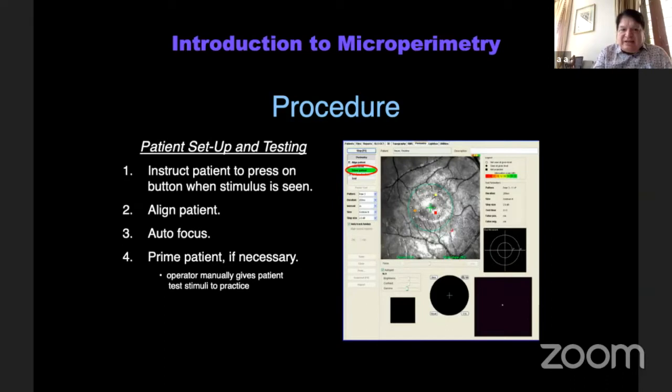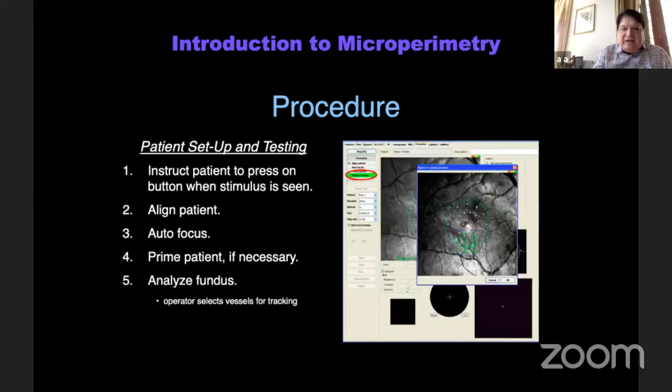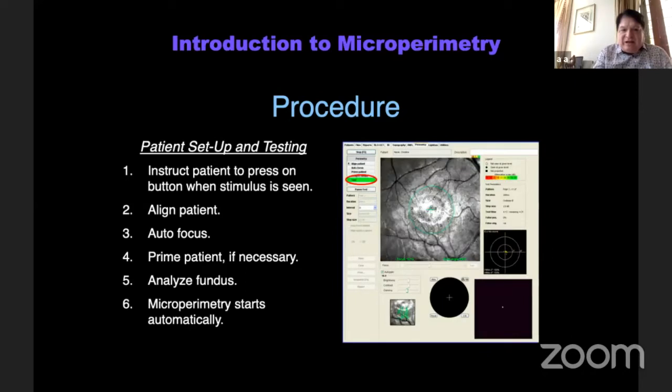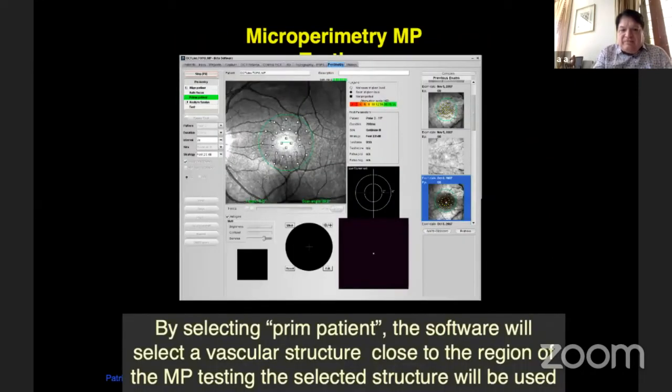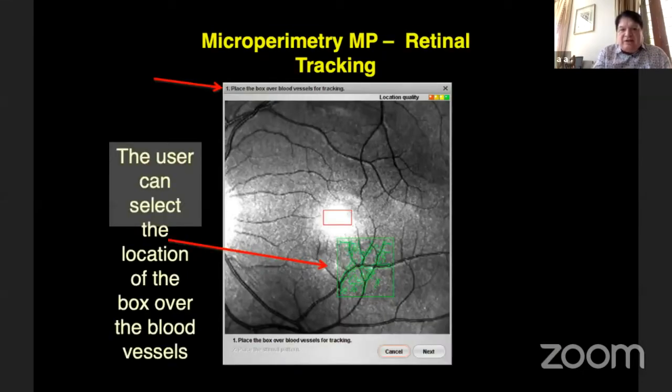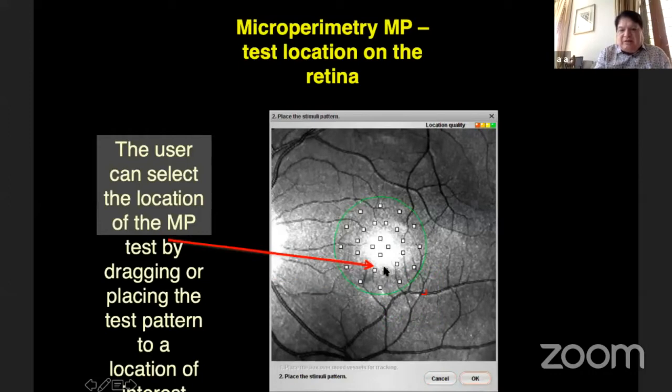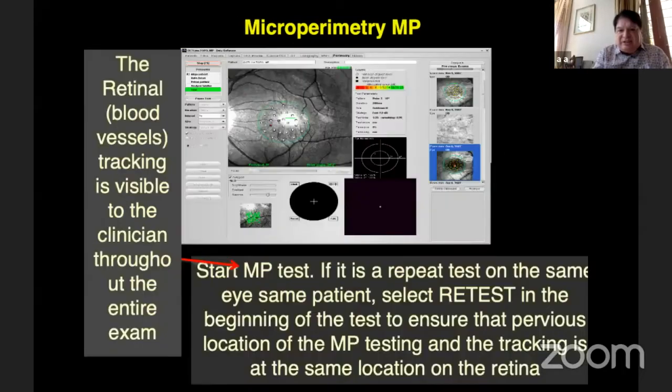Now, how do we know that exactly the same place is tested? That is done by analyzing the fundus, and microperimetry starts automatically. When you prime the patient, the software will select a vascular structure close to the region you want to test, and the selected structure will be used. The user can select the location or the machine selects. There is a tracker which tracks the vessel, and once it has tracked the vessel, it makes a marker. So when you are testing, you can always see that the marker points at that particular vessel at a particular spot. That gives you the specificity and exactness in the diseases.